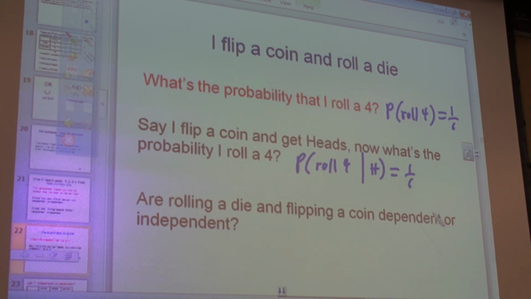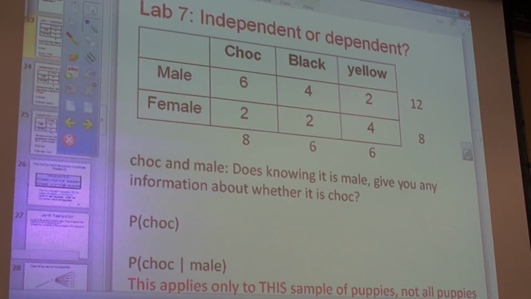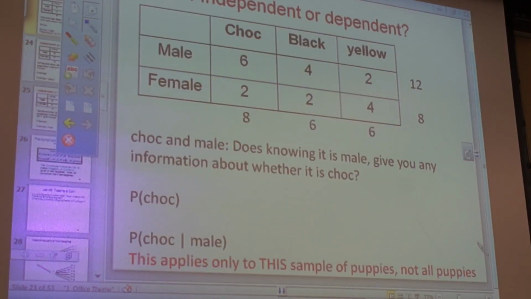Okay. So it's going to come up again in a minute. So, I'll do this one with you guys. This is your lab number 7. I'll do the first one with you. Chocolate and male. So does knowing it's male give you any information about whether that's chocolate? So I'm going to find the probability that it's chocolate, given nothing, and compare that to the probability that it's a chocolate lab, given it's a male puppy. So find those 2 probabilities. Everyone find those 2 probabilities. Find them both. Write them down.